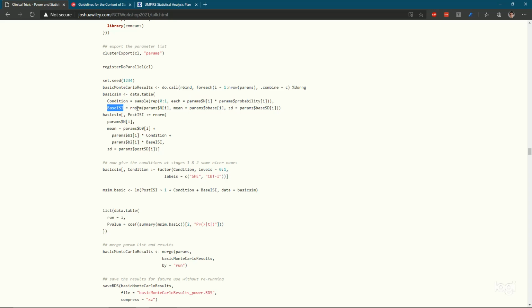Baseline ISI should be a random normal distribution, or rnorm, and I want to generate n observations. The mean should be the baseline mean, and the standard deviation should be the baseline standard deviation.